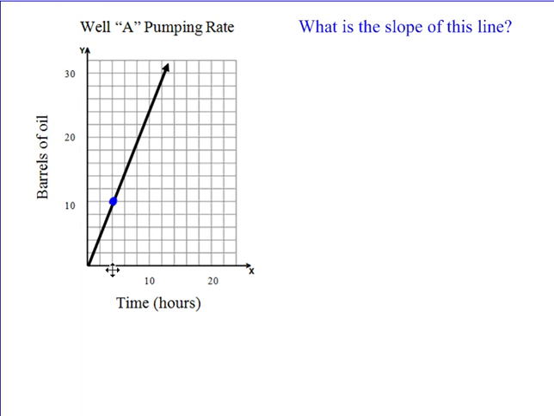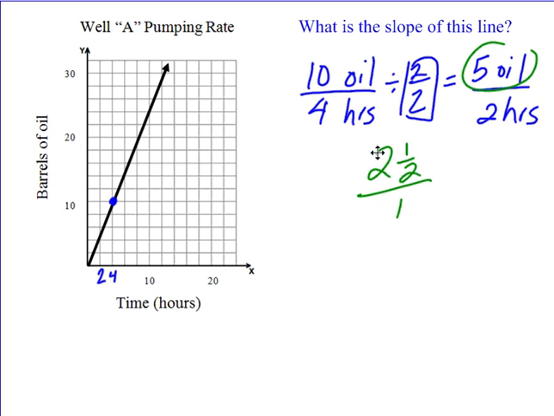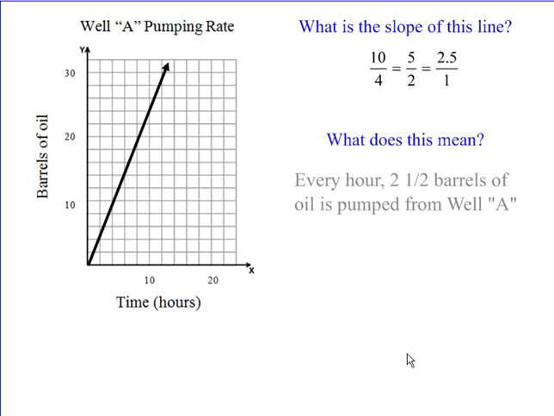Well, since this is 10, that means that every single box is worth 2. So we're really looking at 10 barrels of oil for 4 hours of time. If we reduce this by a common factor of 2, we'll find out that there are 5 barrels of oil for every 2 hours. We're still not yet at a unit rate. What we have to do is take half of 5. And we get 2.5 divided by 1. Now, what does this mean? It means that every hour, 2.5 barrels of oil is pumped from well A.